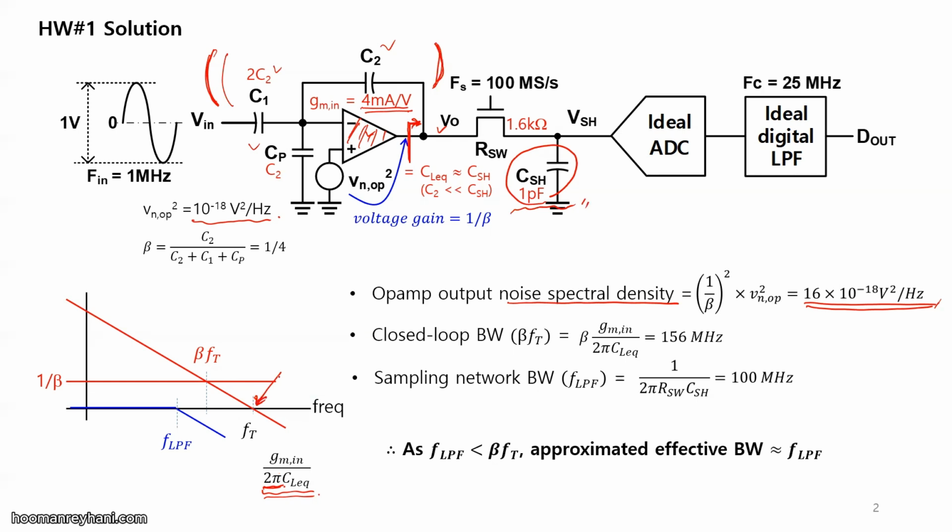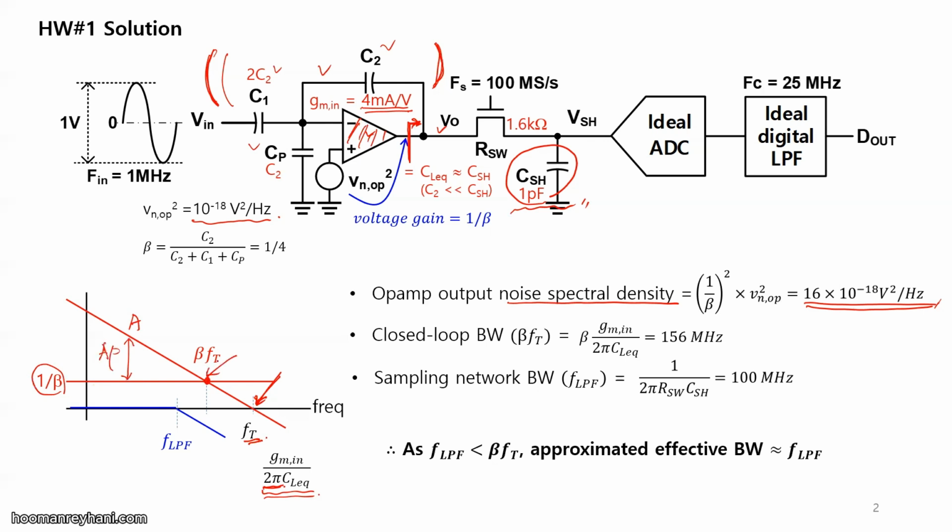Because we found f_T, the unity gain frequency, and we already know the beta of this amplifier, we can draw one over beta line, right? Then this point will be the unity loop gain point, because this is the open loop gain and this is 1 over beta, so the difference is a beta actually.